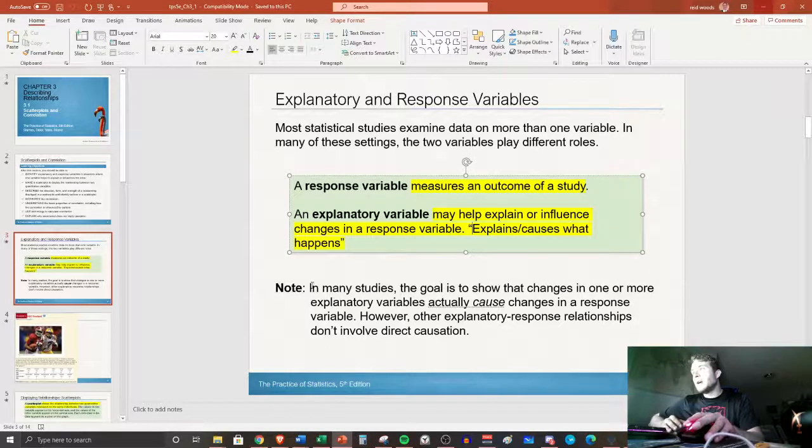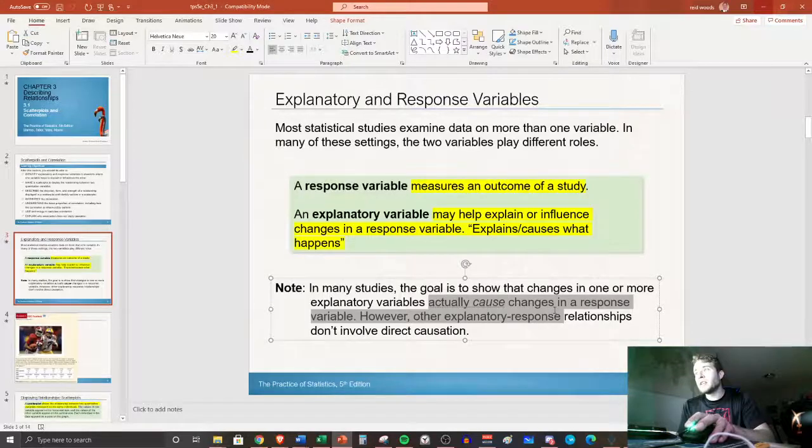Okay, so an important note here is the goal in many studies, if we were trying to show causation, like one variable affects another, we want that explanatory variable. It's almost like that treatment, right? We say there's a treatment, and we talked about that in chapter 4, very beginning of the year. The treatment would be the explanatory variable that is actually causing changes in a response variable.